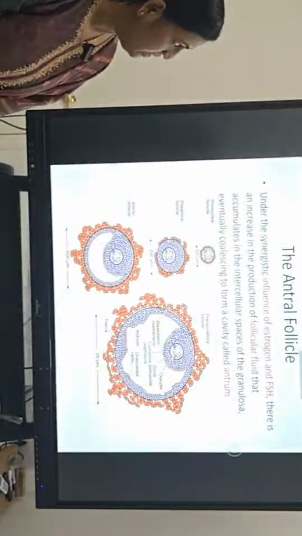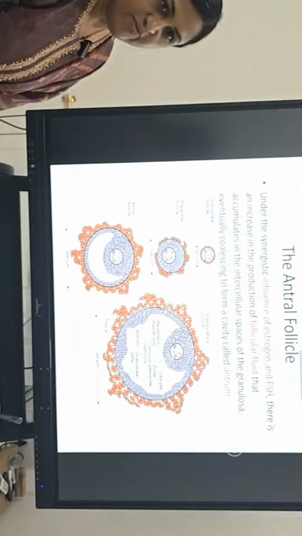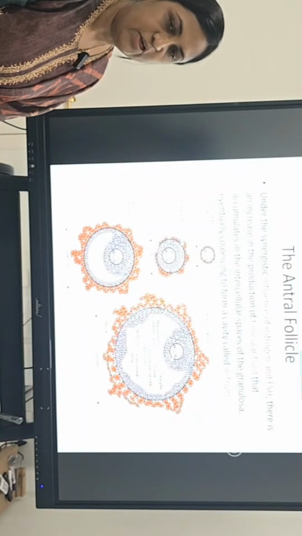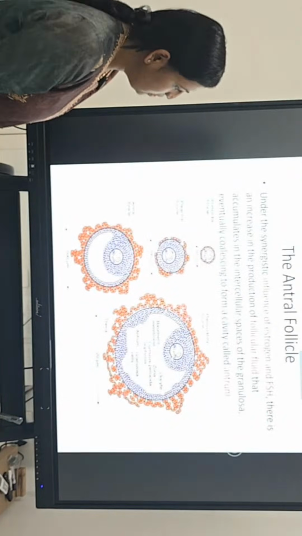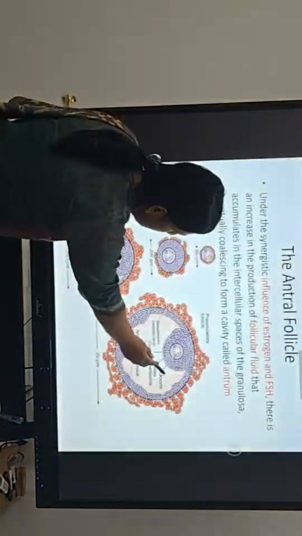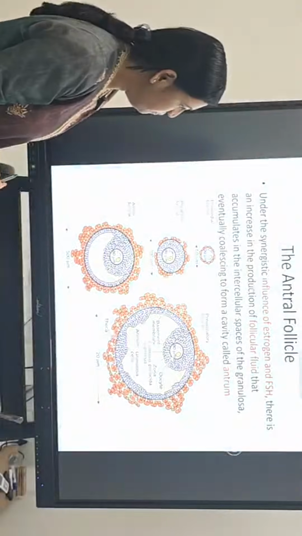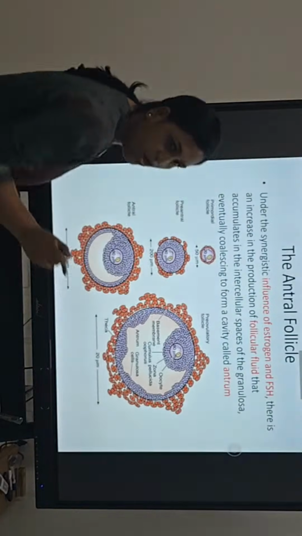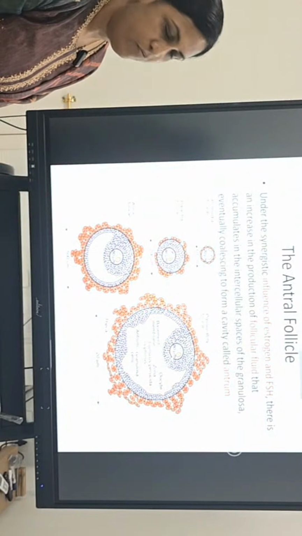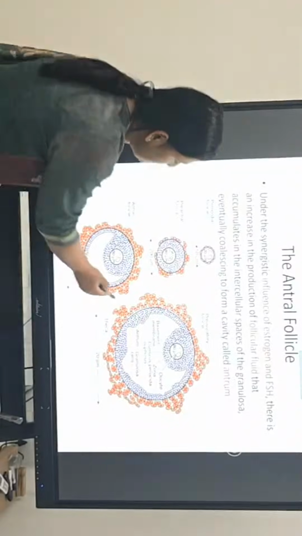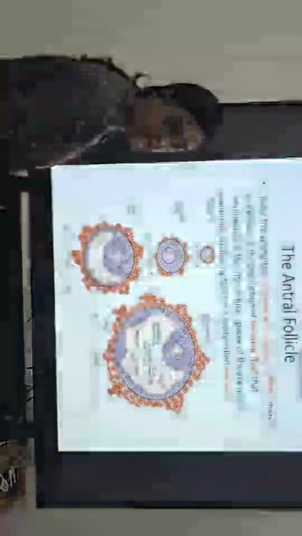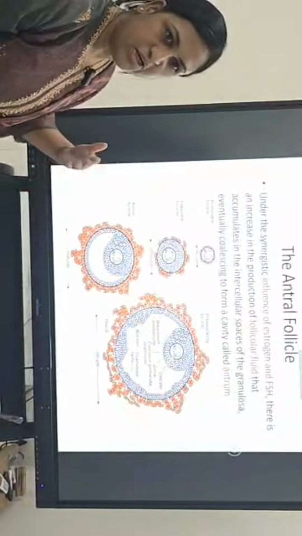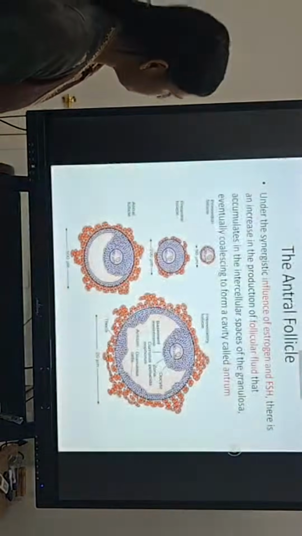Now the next stage is the antral stage, in which there is increased production of follicular fluid under the effect of estrogen and FSH. This follicular fluid will coalesce to form a cavity which is called the antrum. And the granulosa cells which are around the oocyte are now called the cumulus oophorus. The theca cells outside also get divided into two parts. The inner cells are called the theca interna and the outer cells are called the theca externa.